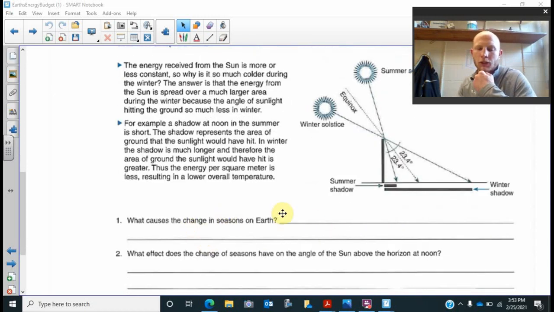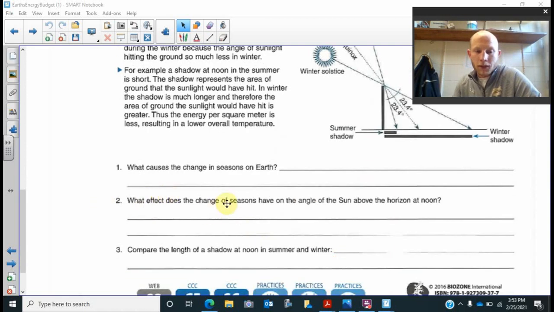And so what causes the changes of the seasons on Earth? It's just the tilt of the Earth at 23.5 degrees, and then us revolving around with that. So the northern hemisphere is not always facing the sun, it's always facing the same direction. And so when it goes to the exact opposite side, now it's facing away from the sun, and now it's in winter.